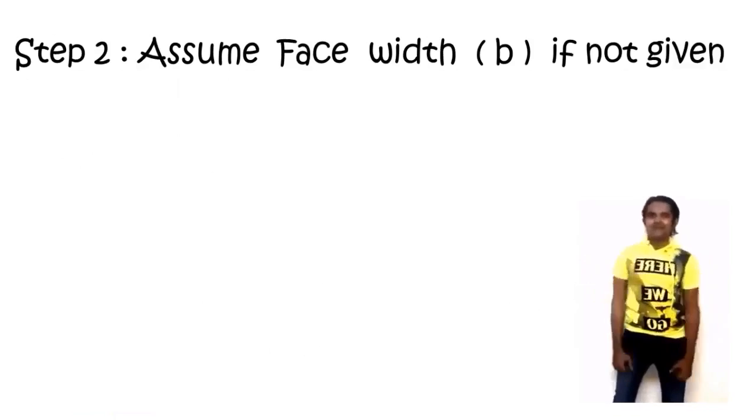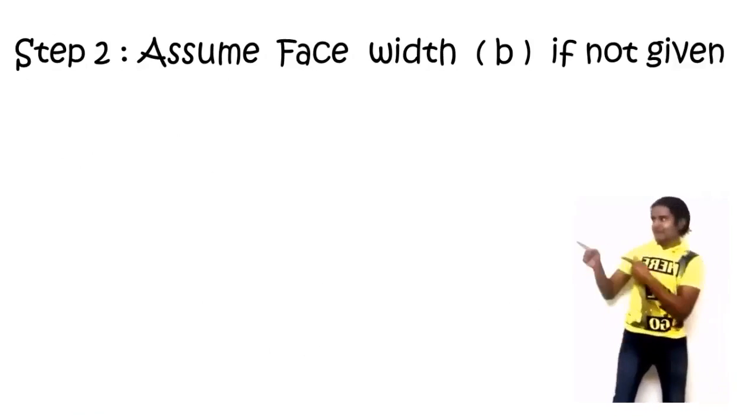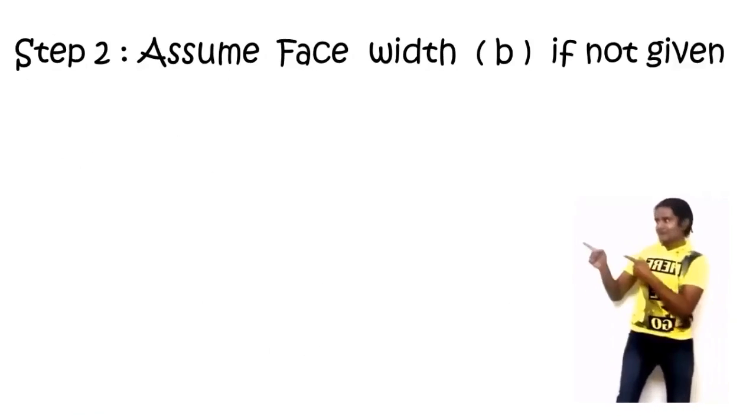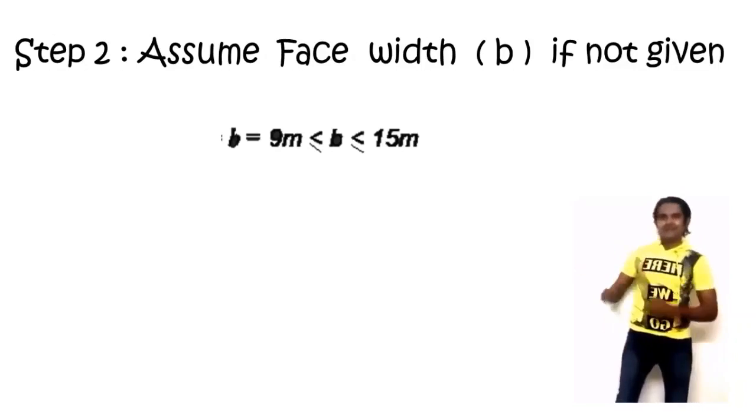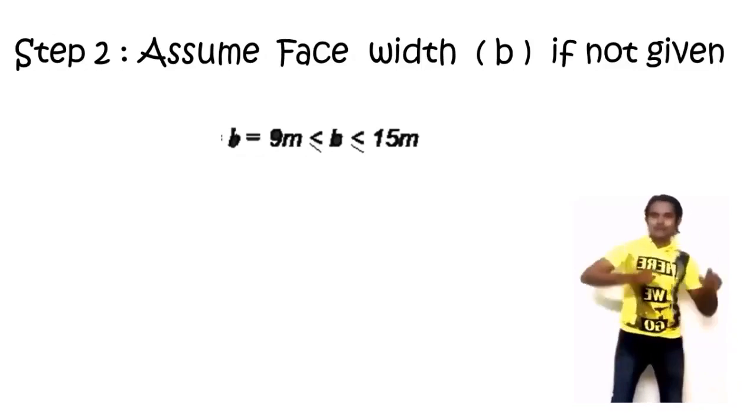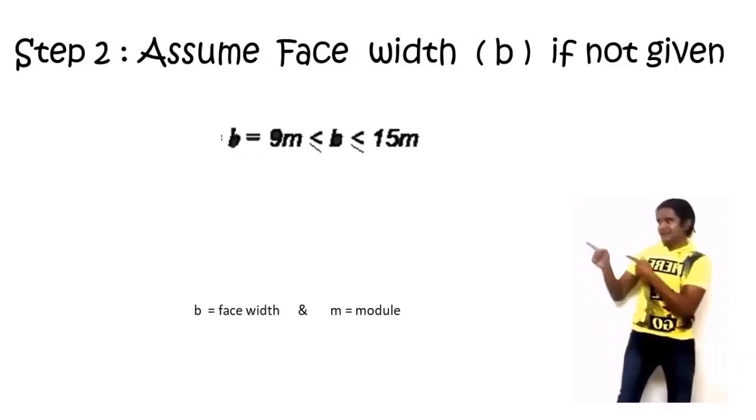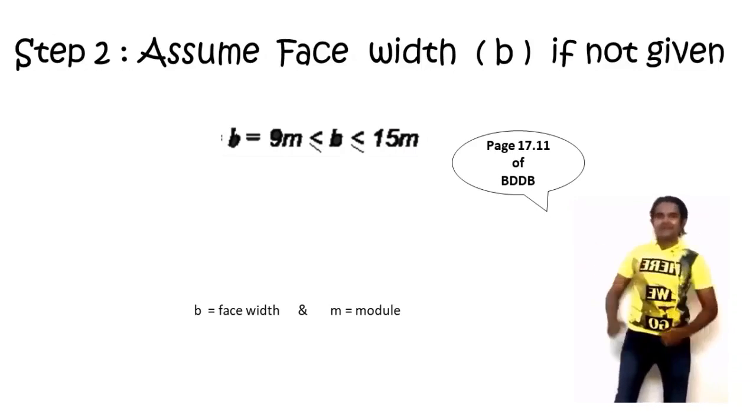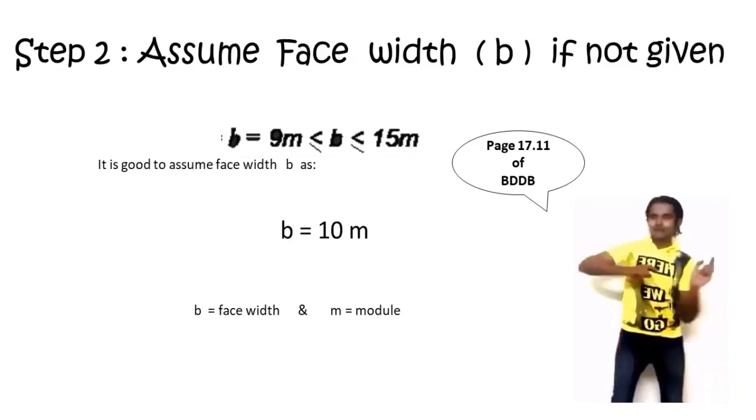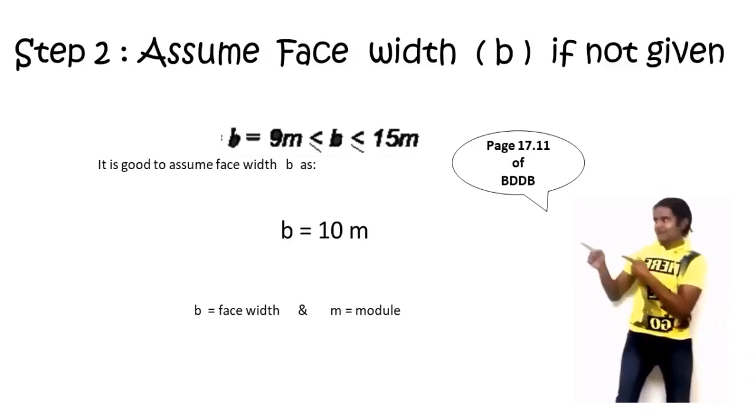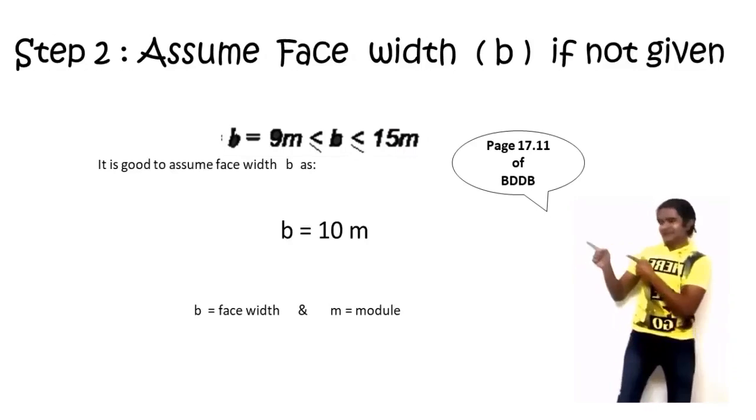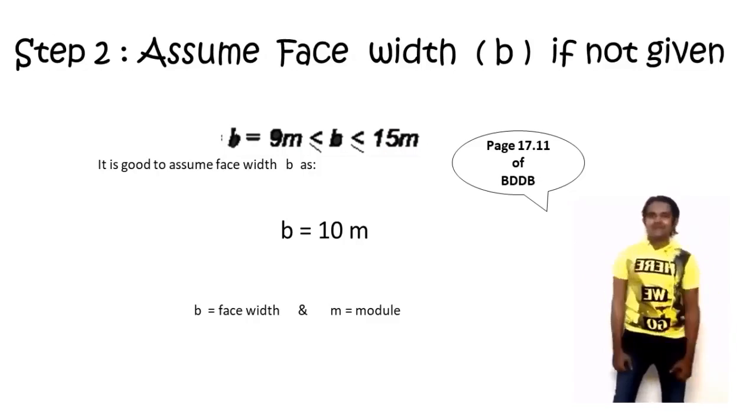The second step is to assume face width B if it is not given. Actually, in numerical it would be given, but if it is not given, then you will have to assume it. You can assume face width B from 9 module to 15 module, where B is face width and M is module, and this formula is given on page number 17.11 of Bhandari design data book. So you can assume B is 10 module. The best formula to assume is face width B is 10 times the module.